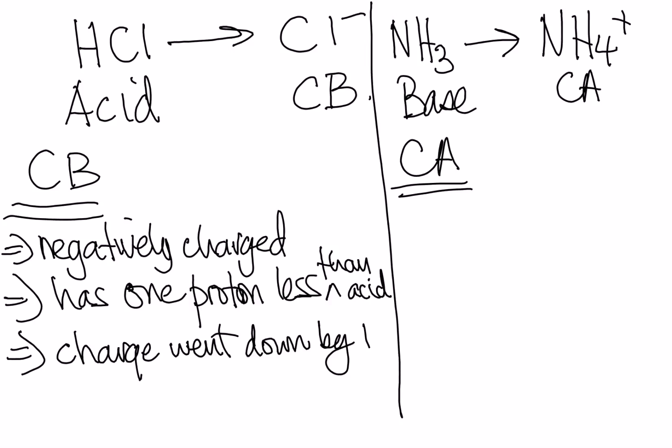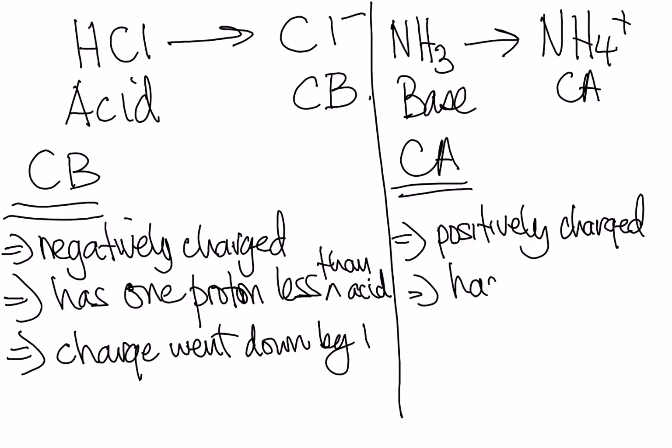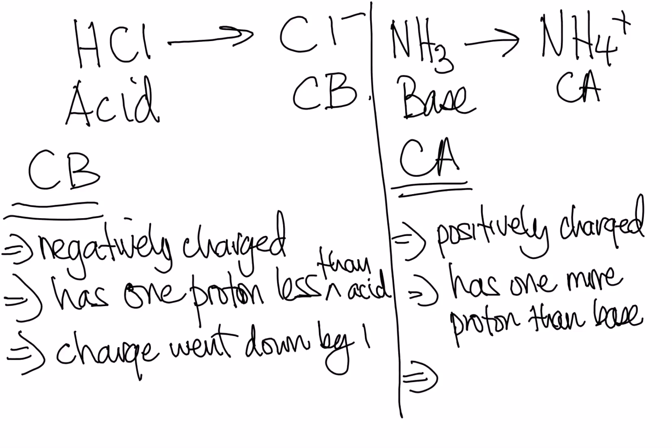So a conjugate acid, on the other hand, is positively charged. As compared to the other one, that one has one proton. So look at this, it has one more proton than the base. And what about the charge? Look at the charge. The charge went up by 1.